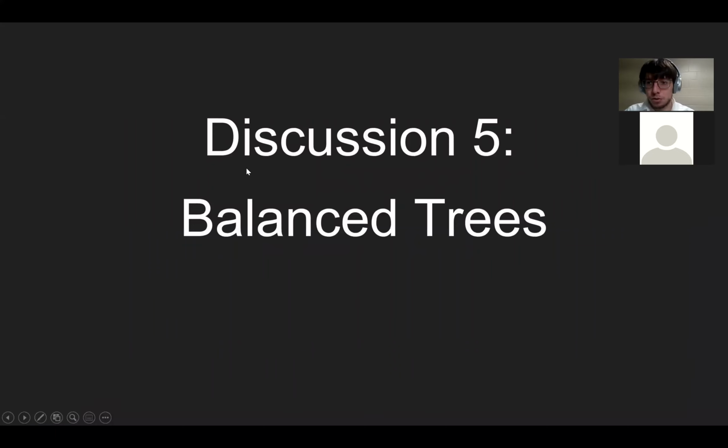Okay, so today we're going to talk about balanced trees. If you remember from last week, we were talking about trees, so this is a natural extension of trees. You have balanced trees, which are just trees that are balanced.